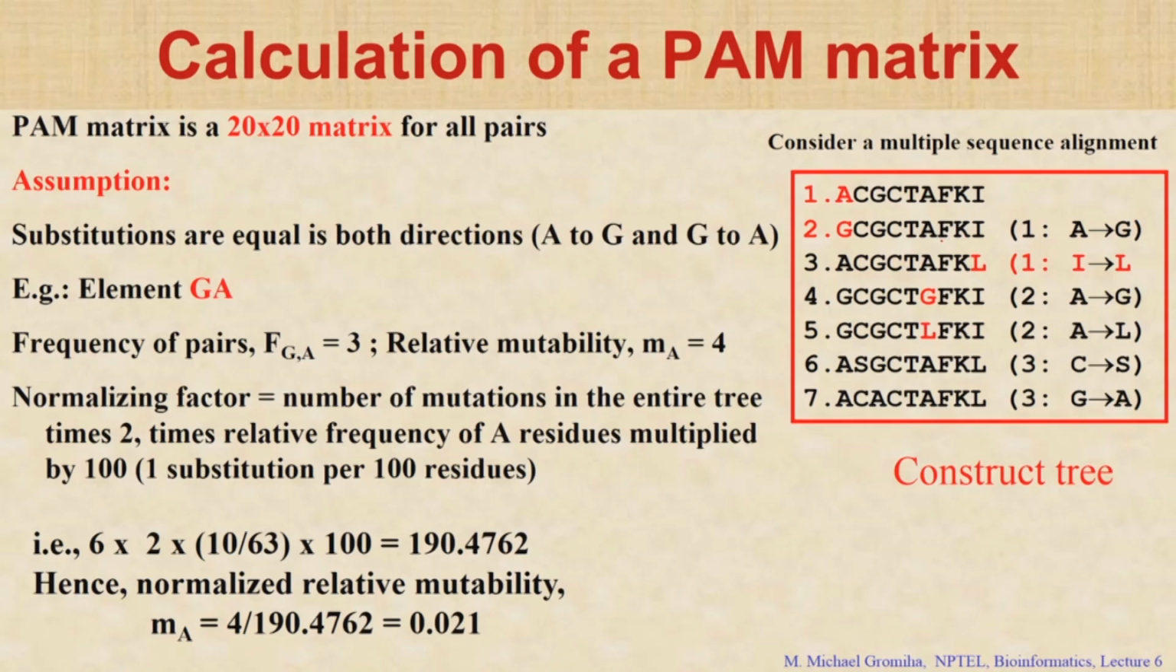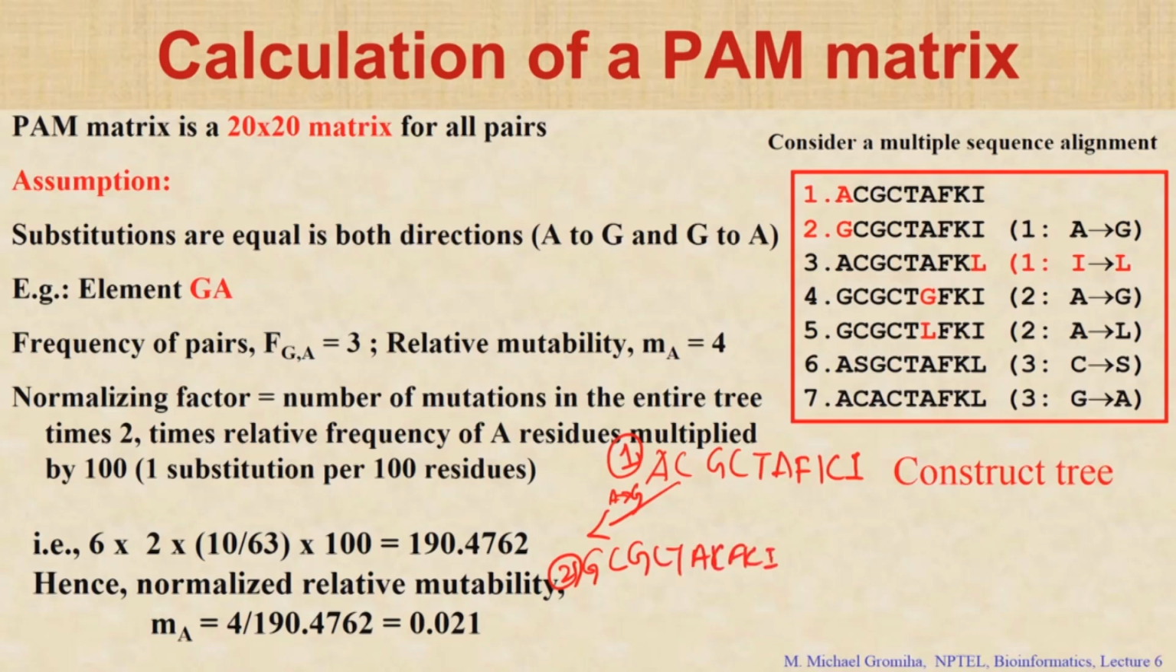I give the different sequences, and from one sequence to another sequence you can see the mutation. So, from 1 to 2, the position number 1, A, is mutated to glycine. For example, if you take this one here, A C G C T A F K I, this is 1, this goes to 2, what is the mutation? A is mutated to G. So, now here the sequence is G C G, rest is the same, C T A F K I.